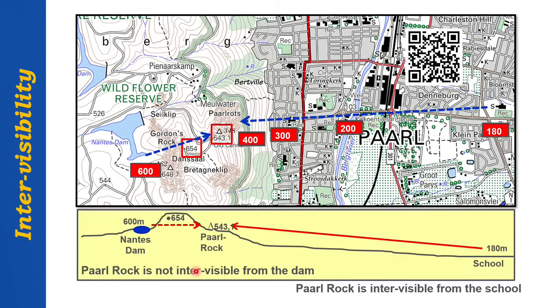Neither can you, if you're standing at the dam, see Paul Rock. So a learner standing at the school cannot see the dam because Gordon's Rock is in the way, and anybody at the dam busy having a braai or swimming cannot see Paul Rock because Gordon's Rock is in the way. There's no intervisibility in both directions, either from the school to the dam or from the dam in that direction, because of this higher feature in the way.